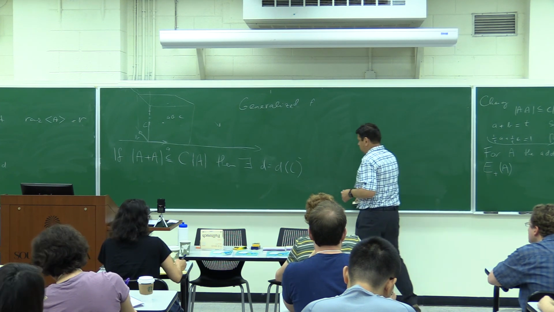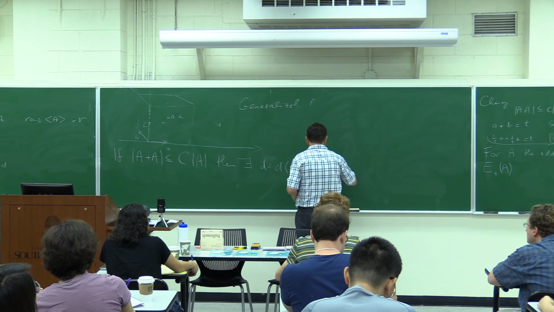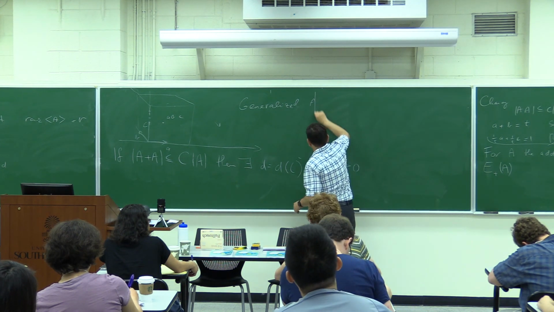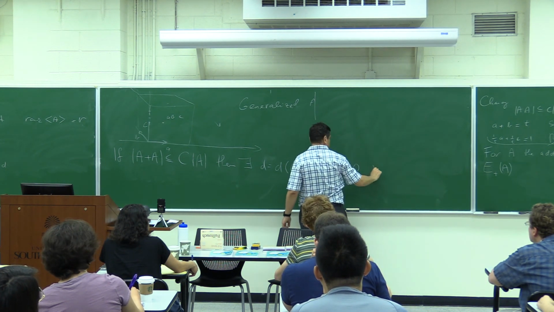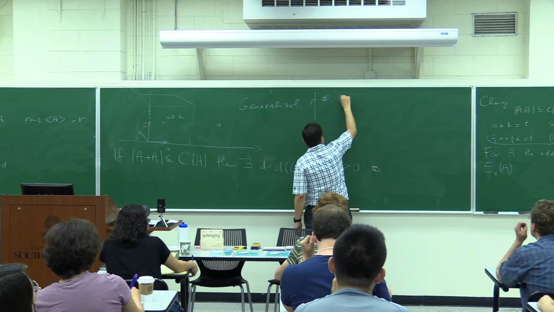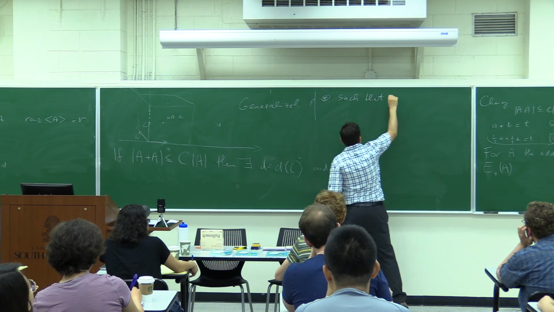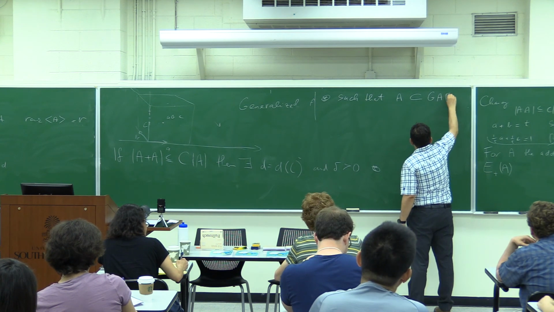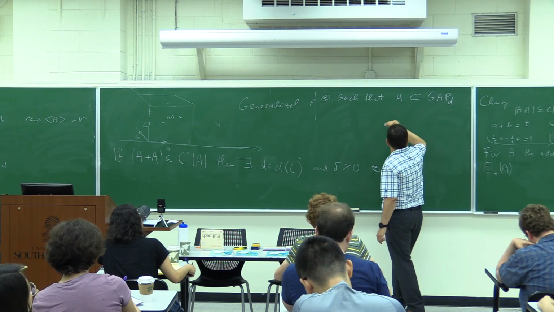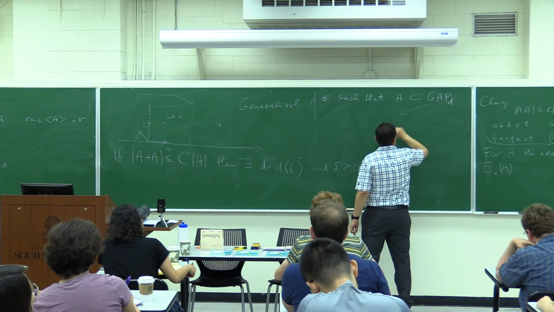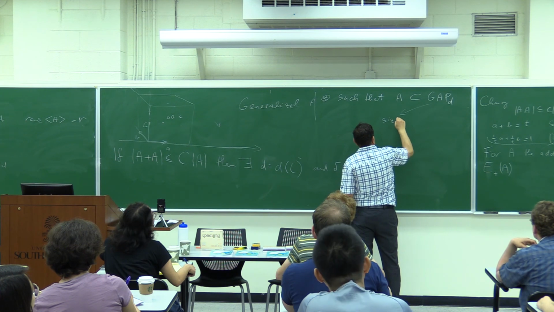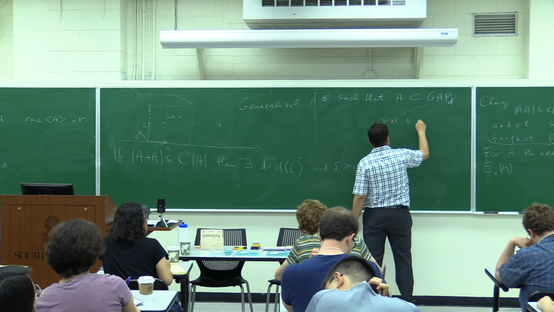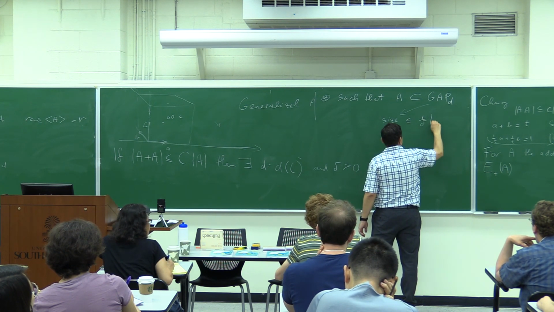So then there is a D and a delta, so this is a constant, such that A is a subset of a generalized arithmetic progression of dimension D, and the size is smaller or equal than 1 over delta times the cardinality of A.